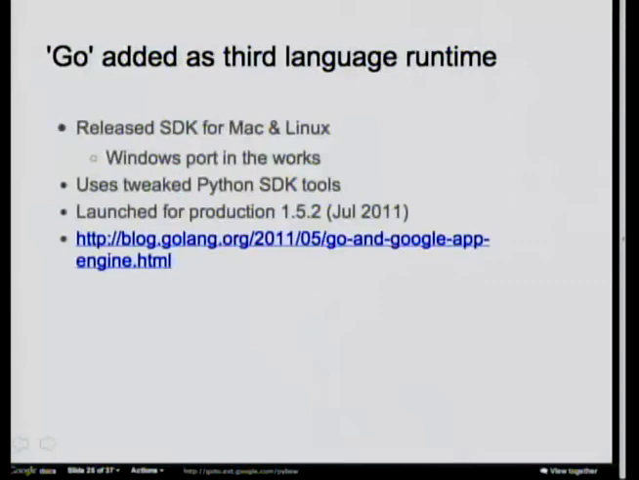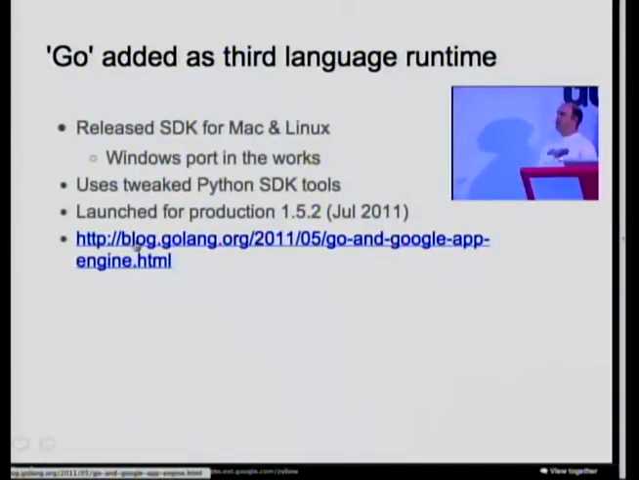As I mentioned before, Go was actually one of the features that we introduced back in May in 1.5.0, and now, as of 1.5.2, it's essentially launched for production. So it's a little bit more mature now, and you can do a lot more with the Go implementation than you could before.